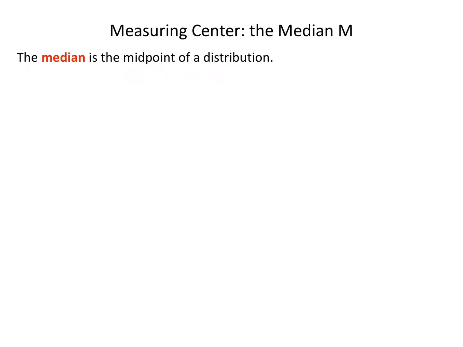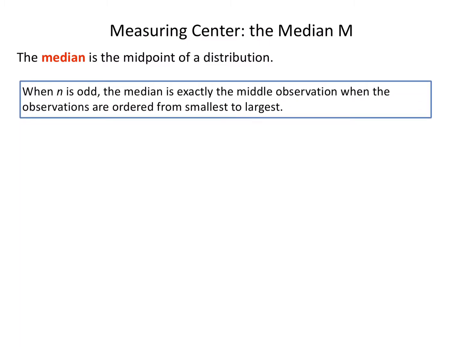Another way to measure center is the median, which we denote with a capital M. The median is literally the midpoint of the distribution. So what you're going to do is take all the numbers in your distribution and put them in order from smallest to largest. Once you've got them in order, the middle number is your median. Now, if you have an even number of numbers, there isn't one thing in the middle. So what we're going to do is take the 2 numbers in the middle and take their average, or their mean.